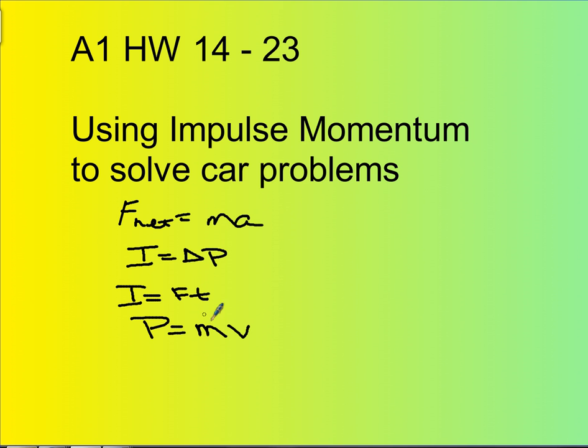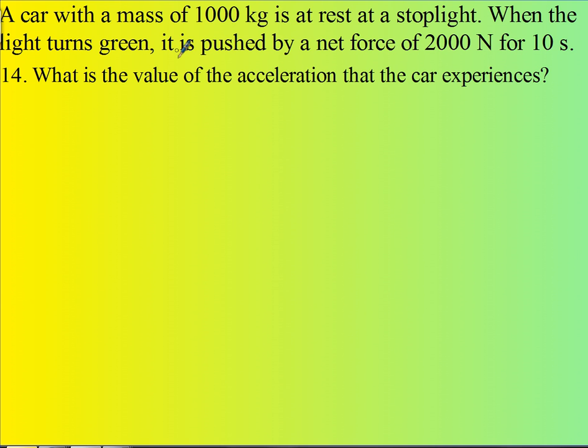And we might even need to use some of the kinematic equations of motion. Let's start with problem 14. I have a car of mass 1,000 kilograms at rest at a stoplight. So I have a mass for a given. I know m is 1,000 kilograms.